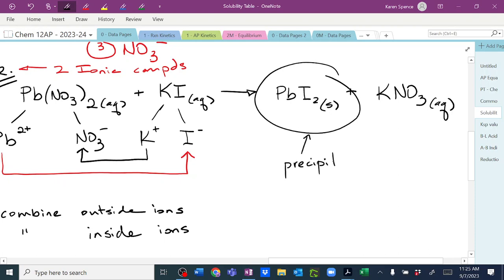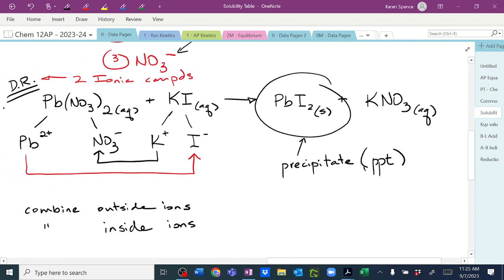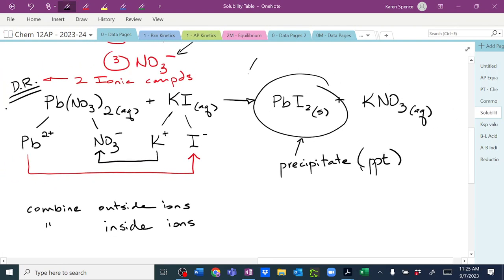Okay, so that is our precipitate. Do you remember how to abbreviate precipitate? That's a long word, so you can just write it as PPT. Okay, PPT, precipitate. PowerPoint, yes. So that is the formula equation.